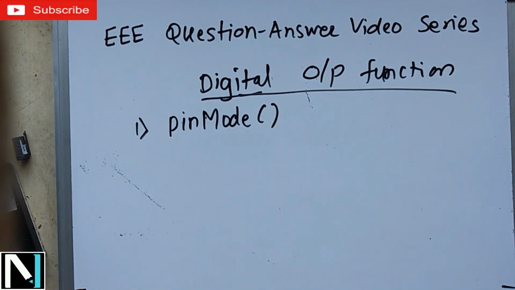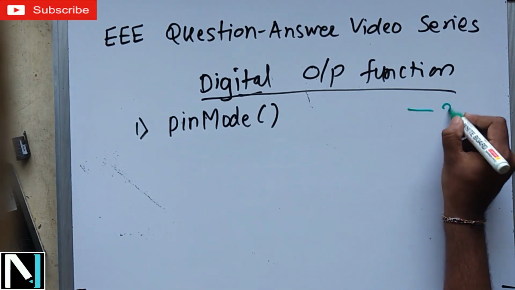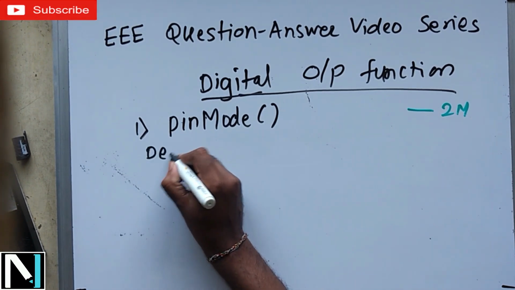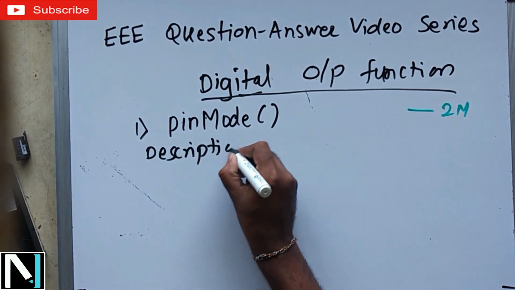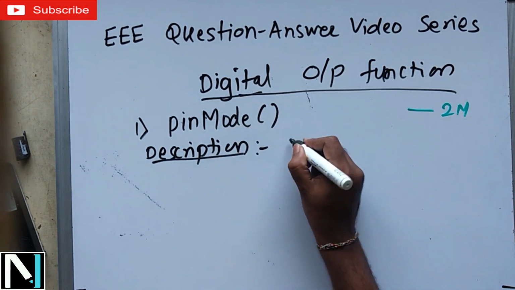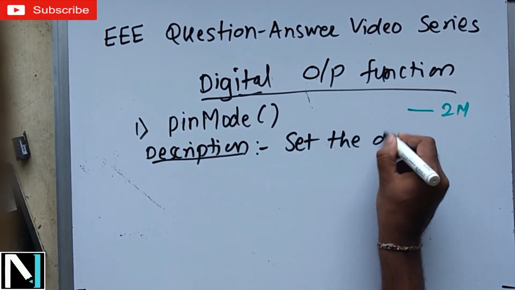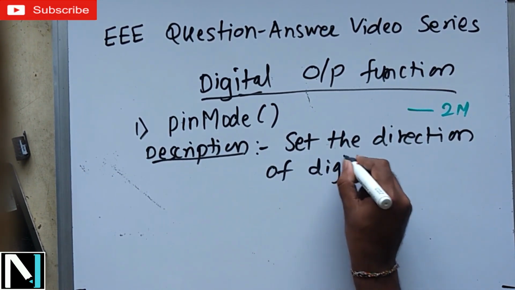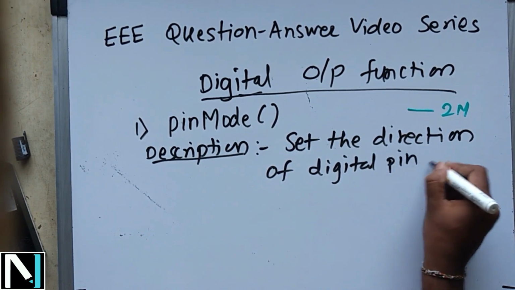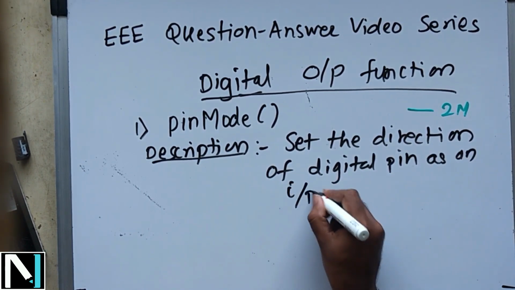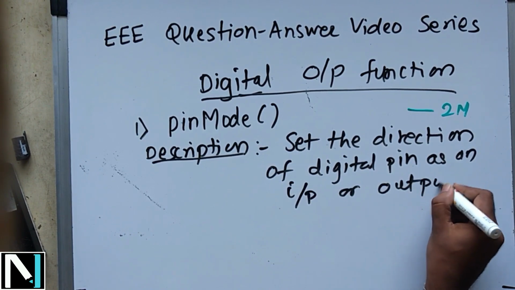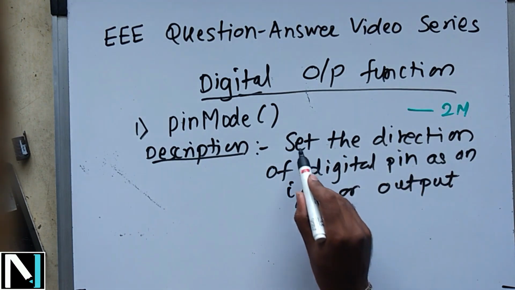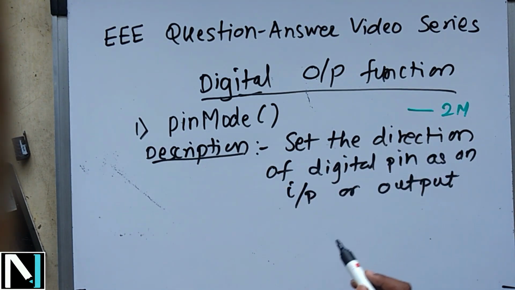Now, how to write the answer to this question, as this function will carry 2 marks. Your answer should be in this format. First you have to write down the description of this function. This function is used to set the direction of a digital pin as input or output. No doubt we can also use it for the analog pins, but as it is related with the digital output function, it will set the direction of a digital pin as input or output.